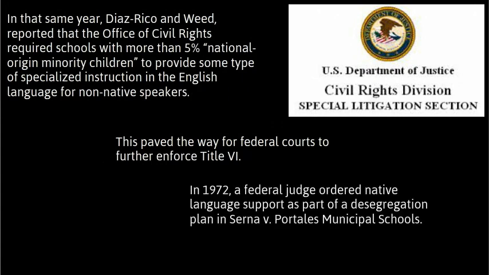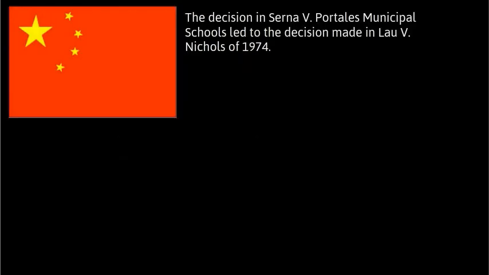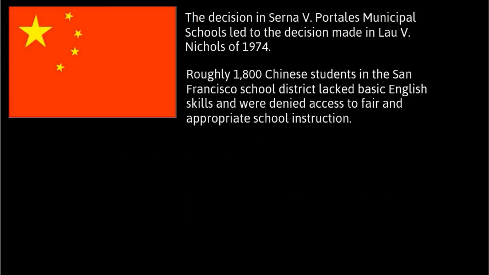In 1972, a federal judge ordered native language support as part of a desegregation plan in Serna v. Portales Municipal Schools. The decision in Serna v. Portales Municipal Schools led to the decision made in Lau v. Nichols of 1974. Roughly 1,800 Chinese students in the San Francisco School District lacked basic English skills and were denied access to fair and appropriate school instruction.